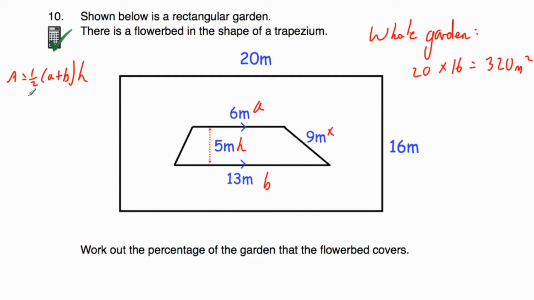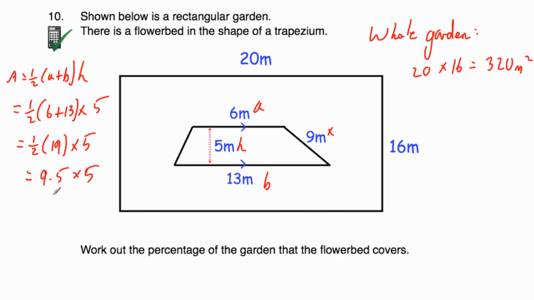So to find the area of this trapezium, we're going to do a half of A plus B, so it's going to be 6 plus 13, times by the height, 5. So 6 plus 13 is equal to 19, so that's going to be half of 19 times 5. Half of 19 is 9.5, times 5, and 9.5 times 5 is equal to 47.5 meters squared.